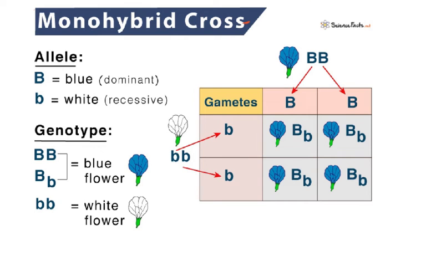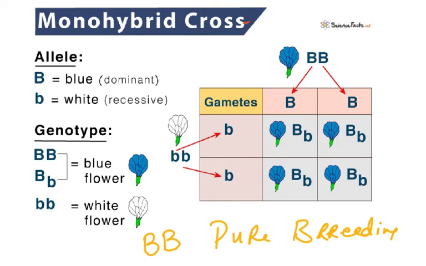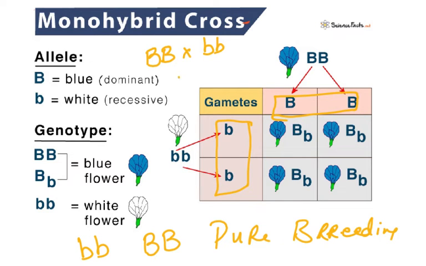Now let's look at another word that we use very frequently, and that is called pure breeding. What are pure breeding organisms? Pure breeding, we only use the word when there is only one type of gamete. One type of gamete means the pure breeding ones will be big B big B, or they will be small b small b. So if the parents are big B, pure breeding, and are crossed with a homozygous recessive, now all the offspring will be heterozygous.